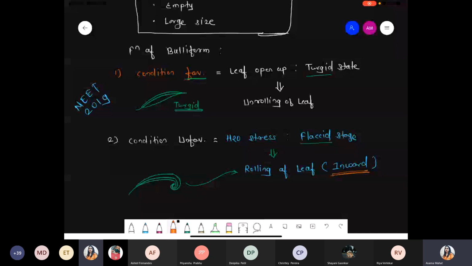Flaccidity of the bulliform cells. Bulliform cells are present at the epidermal cells. Now they can control rolling and unrolling depending upon the environmental condition. If everything is good, good days, they show the turgid state. If there is an unfavorable condition, a stress condition, at that time they become flaccid. Clear?